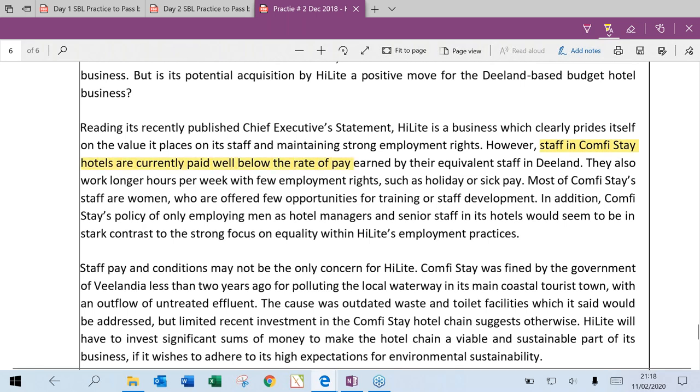So that's his problem. What else? They also work longer hours per week with few employment rights. Most of Comfy Stay's staff are women who are offered few opportunities for training or staff development. In addition, Comfy Stay's policy of only employing men as hotel managers and senior staff in its hotels would seem to be in stark contrast to the strong focus on equality within Highlight's employment practice.